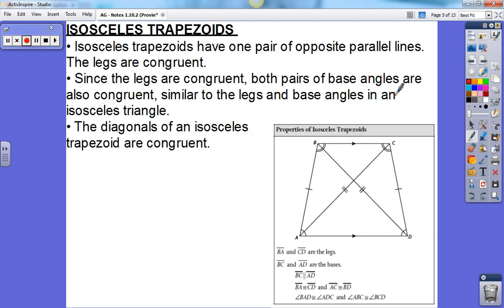We have an isosceles trapezoid. Again, since it's a trapezoid, only one pair of opposite sides are parallel, but this time the legs are congruent, kind of like the legs of an isosceles triangle. Since the legs are congruent, the base angles are also congruent, similar to what we talked about with the legs and base angles of an isosceles triangle. The diagonals of an isosceles trapezoid are also congruent.